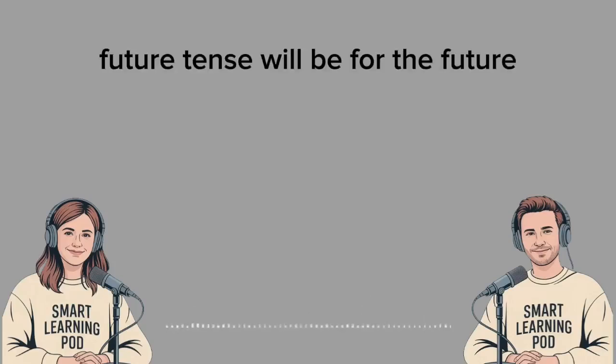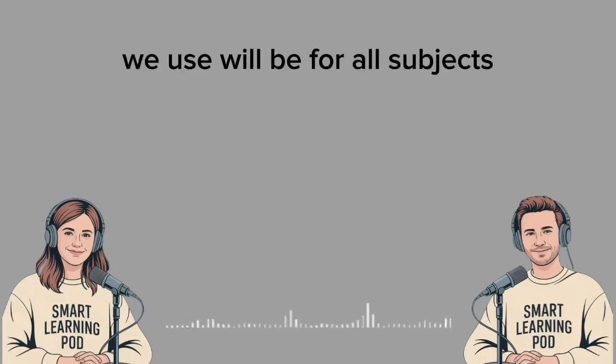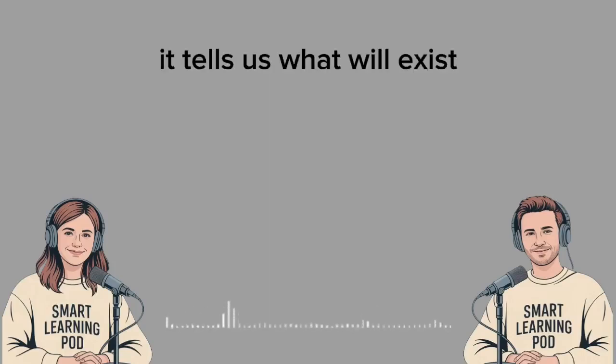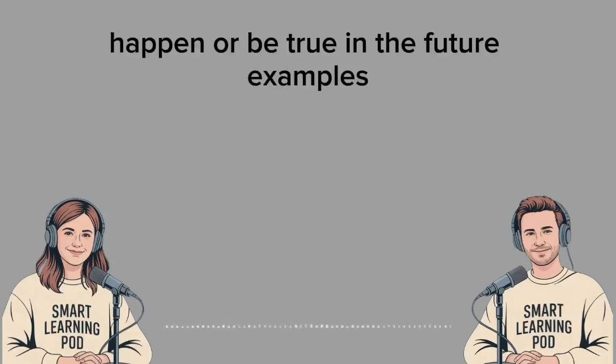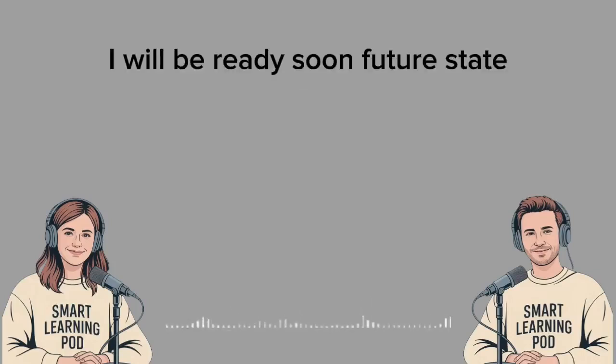3. Future tense. Will be. For the future, we use will be for all subjects. It tells us what will exist, happen, or be true in the future. Examples: I will be ready soon, future state.